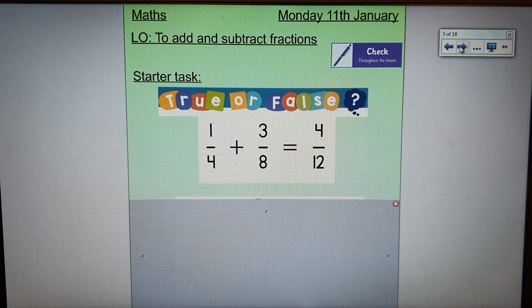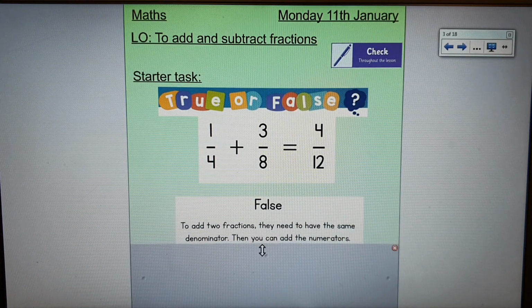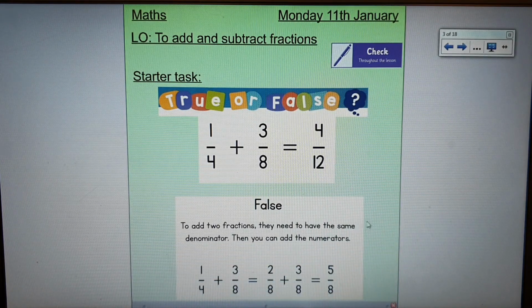Okay, so let's have a little look. Of course it was false. To add 2 fractions, they need to have the same denominator. You can then add the numerators, like so. Obviously that person made a mistake of adding the 4 and the 8 and making 12. You can't do that. You need to convert into the same number for the denominator.